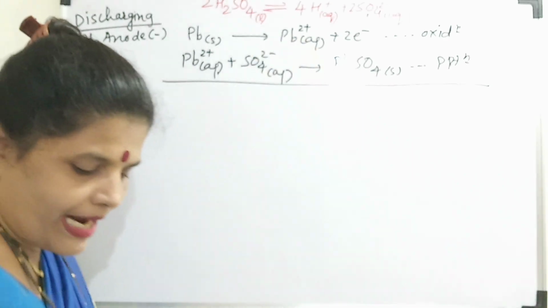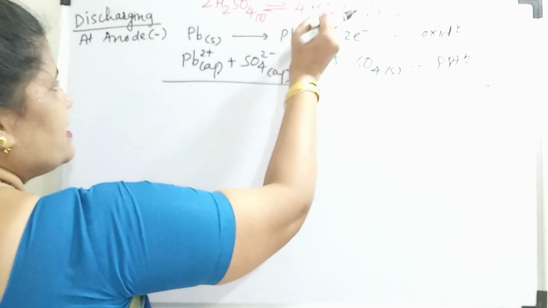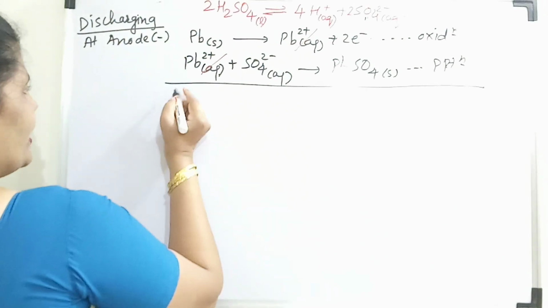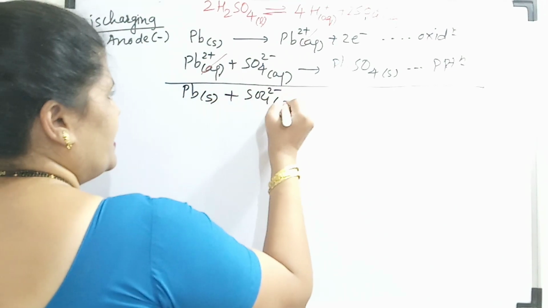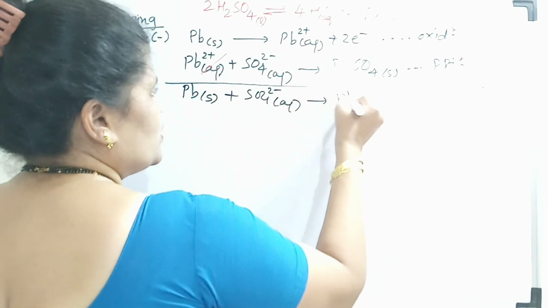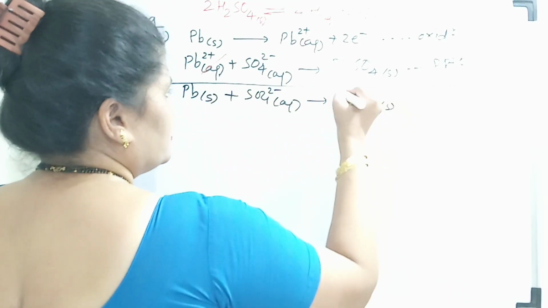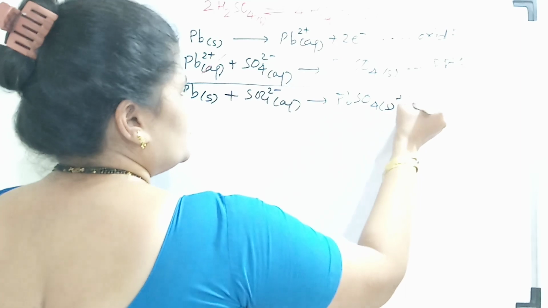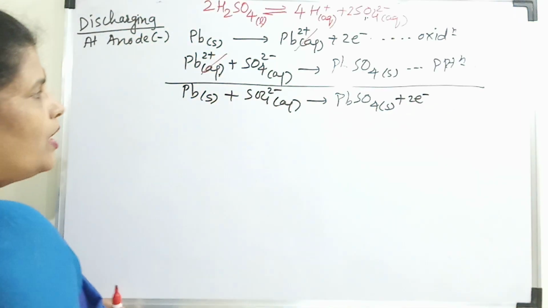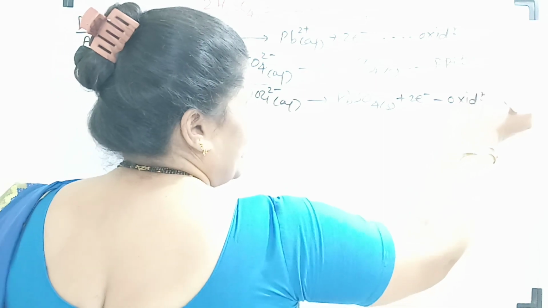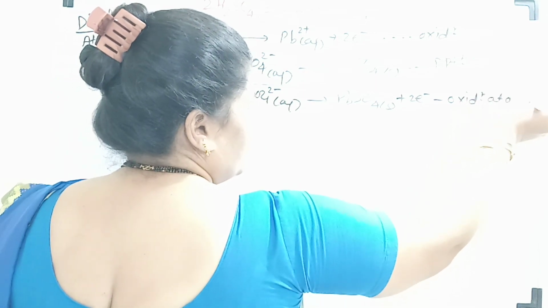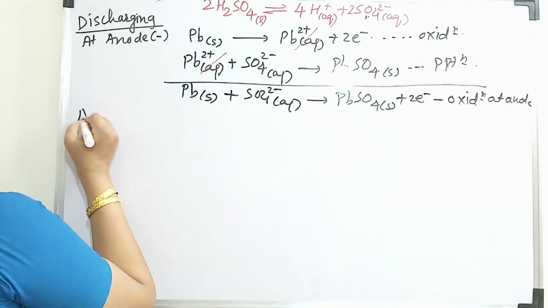Now if I add the two equations, what gets cancelled is lead and lead. So what I get is Pb solid plus SO4 2- aqueous gives PbSO4 plus 2 electrons. Right, students? So what type of reaction is this? This is oxidation at the anode. Let us come to the other terminal, that is the cathode.